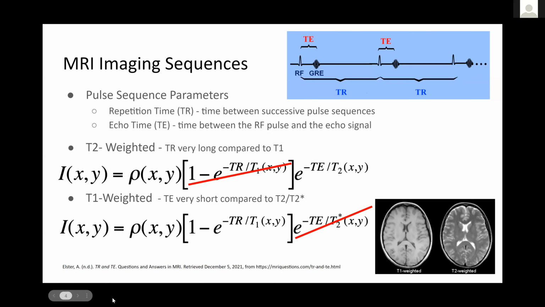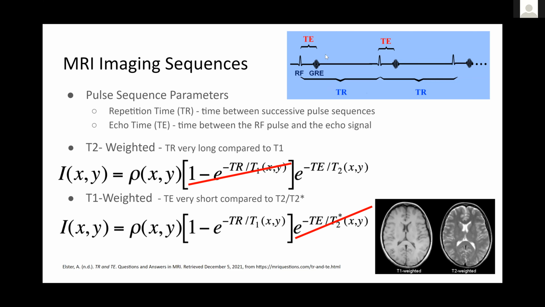So for some more background information, to create contrast in an MRI, the two sequence parameters TR, which is the repetition time, and TE, which is the echo time, can be adjusted. TR is the amount of time between successive pulse sequences, and TE is the time between the RF pulse and the echo signal. And you can see that in the figure at the top right.